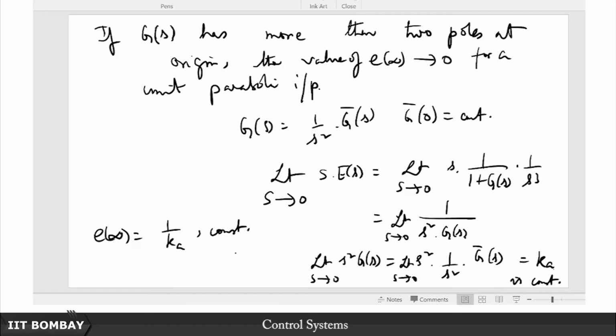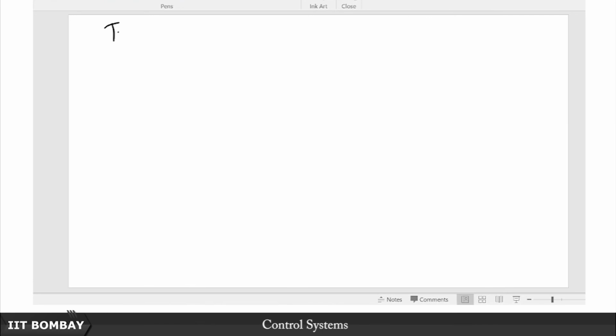So, incidentally, before we close this lecture, I would like to define this term. So, instead of repeatedly saying the number of poles at the origin, we have a name for this. We call it the type of a system. Remember, the order of a system is the total number of poles of the system, right? The degree of the denominator polynomial. Now, we introduce another definition, which is the type of a system.